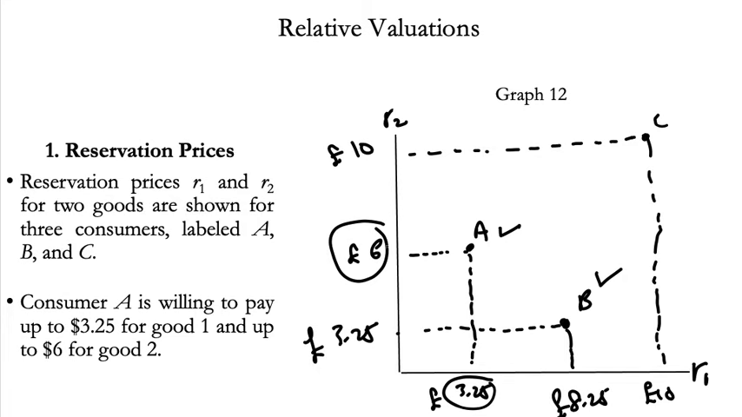Why? Because A really wants good 2 but really doesn't want to have good 1. Person B really wants to have good 1 but he doesn't really want to have good 2. He's not willing to pay higher than £3.25 for good 2. Okay, so that's why bundling can happen, you can sell a bundle of good 1 and good 2 to person A and person B, or consumer A and consumer B.